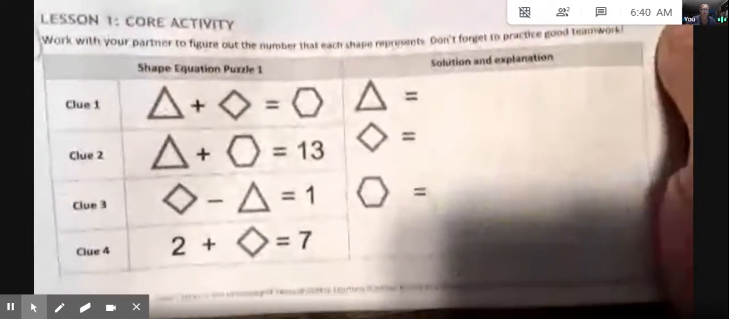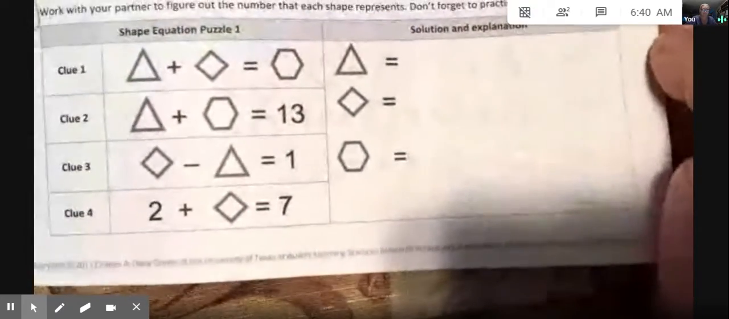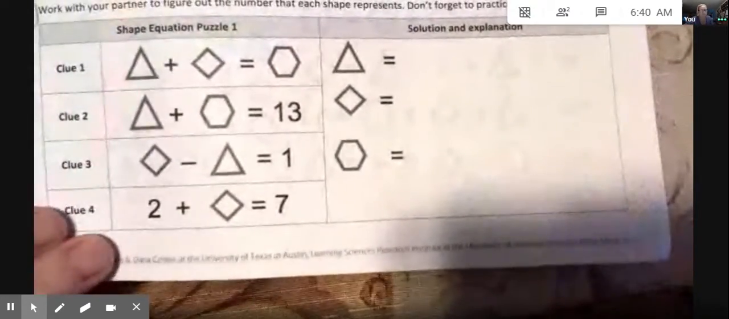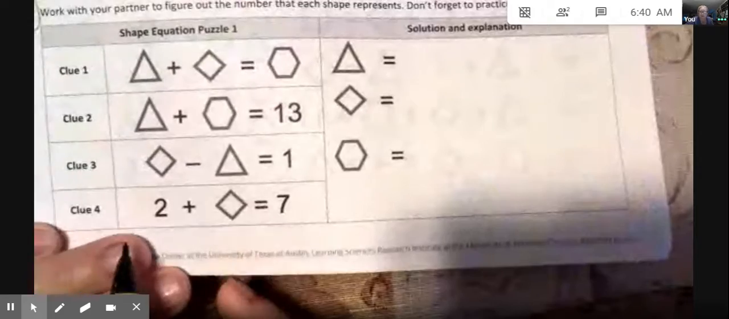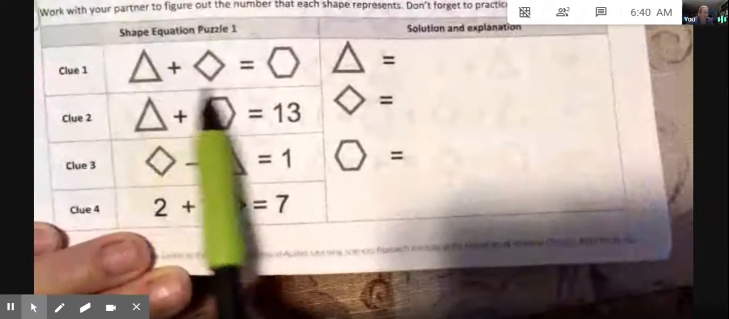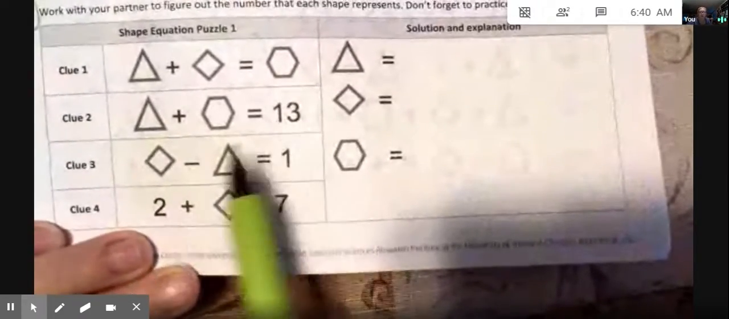And then for the core activity down here, these could be any number of numbers.